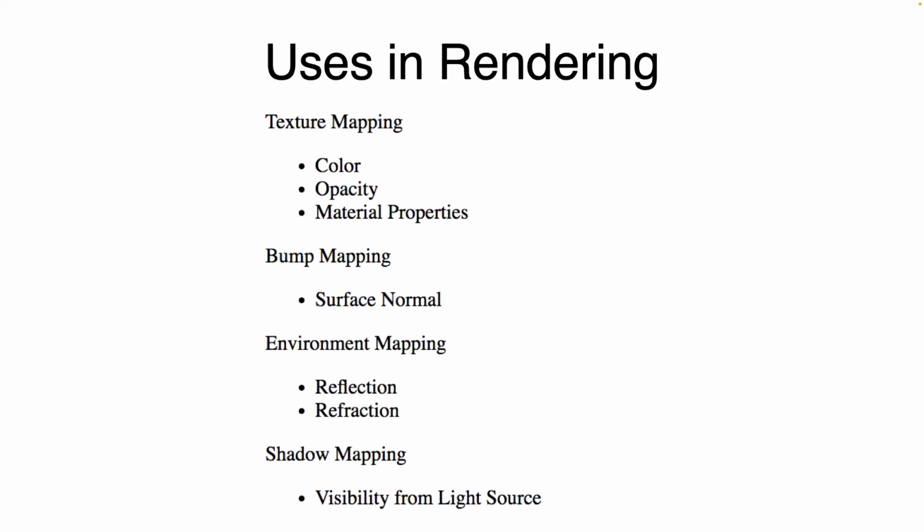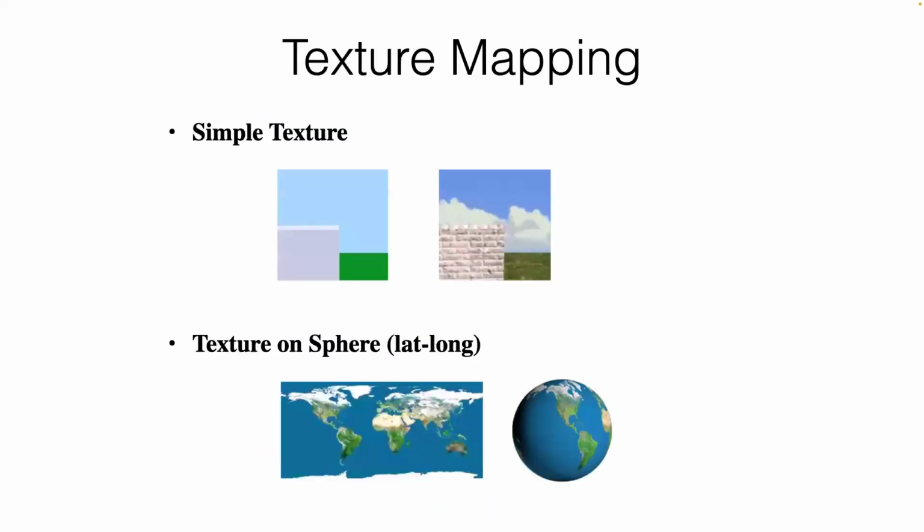And then, as I mentioned, visibility is very important for illumination and shading. And one thing that you can do to make the computation of visibility for light sources easier is shadow mapping, because we consider the visibility from light sources. And so I'm going to give examples of this.